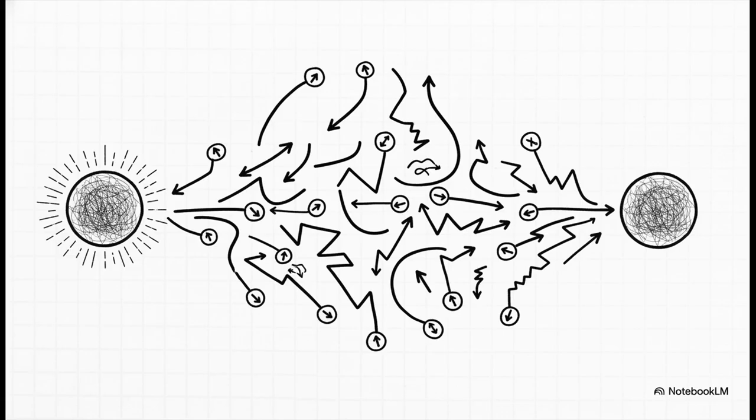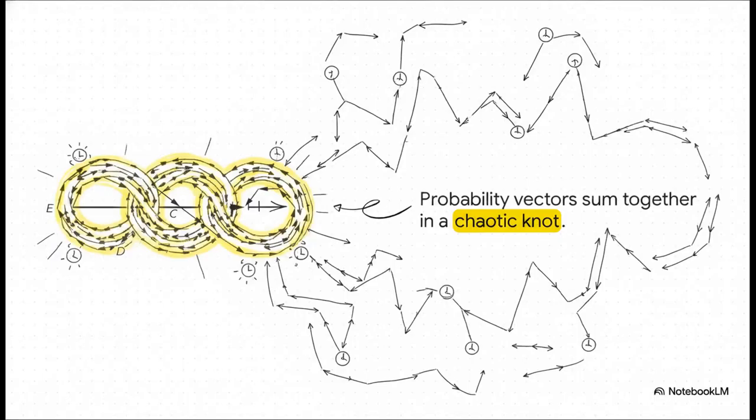Light is not a single ray shooting through space. It's an accumulation of photons. And a single photon takes literally every available path from point A to point B, all at the exact same time. Every single path is represented by a rotating vector, kind of like a tiny little clock hand spinning around as the photon travels. When we add all those tiny clock hands together, we get this incredibly beautiful, chaotic knot of probability. And here is where the magic happens.